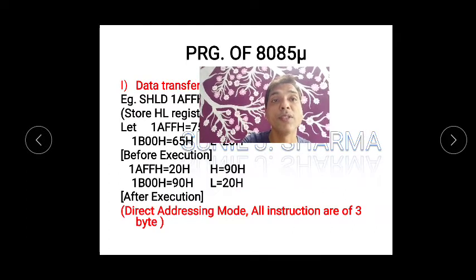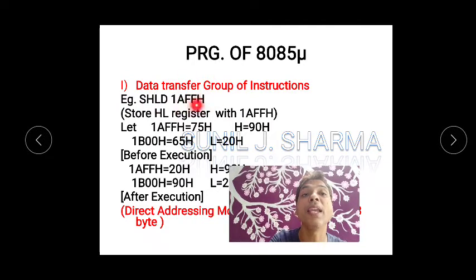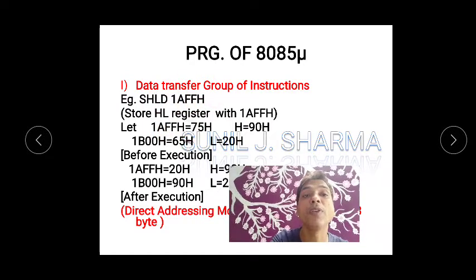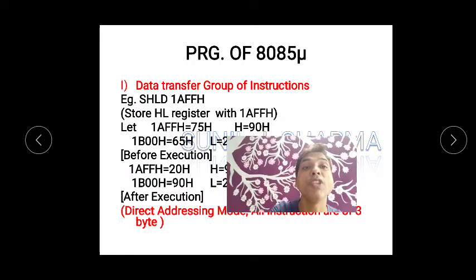Okay, now let's see the example. Now can you see SHLD 1AFF? Now after 1AFF, what will be the immediate next memory location? 1B00. So whatever the H value and whatever the L value are there, H value will be given to the higher address and L will be given to the lower address.